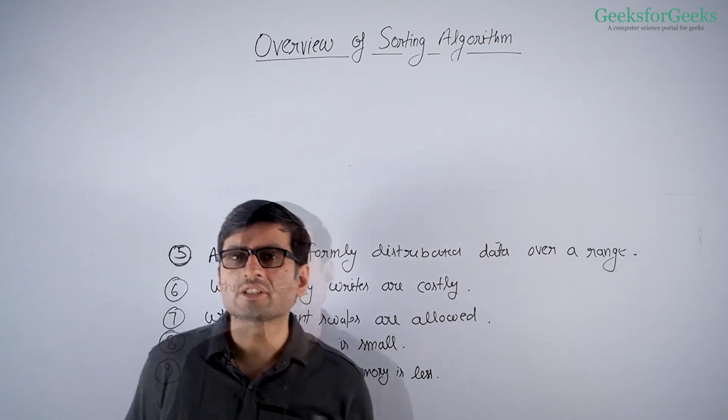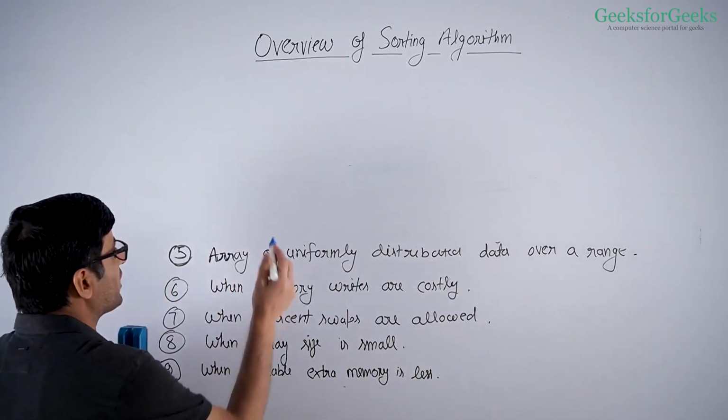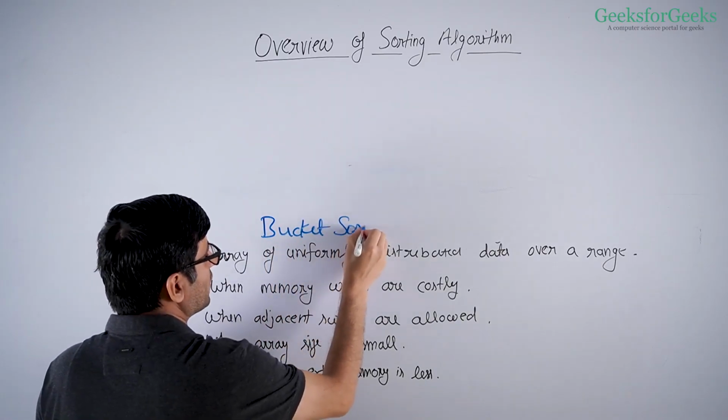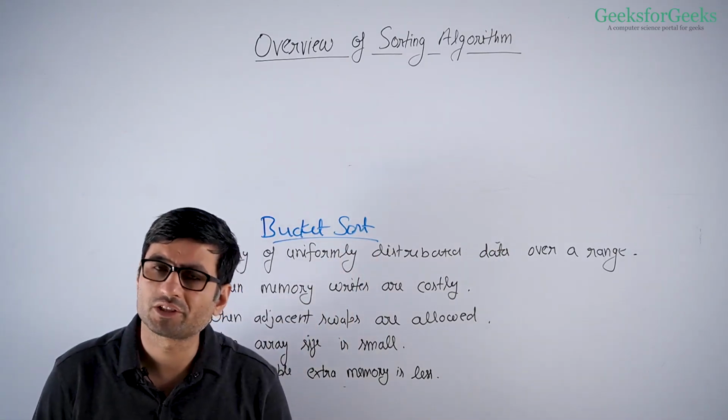So if that is the case, you can use bucket sort. Bucket sort is the algorithm which is used when your data is uniformly distributed. You can use bucket sort to sort such an array in linear time on average.